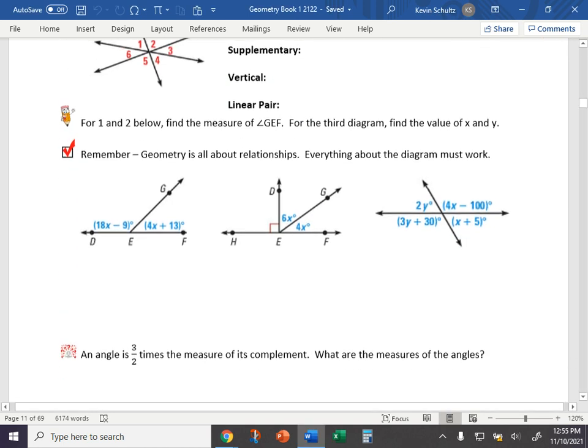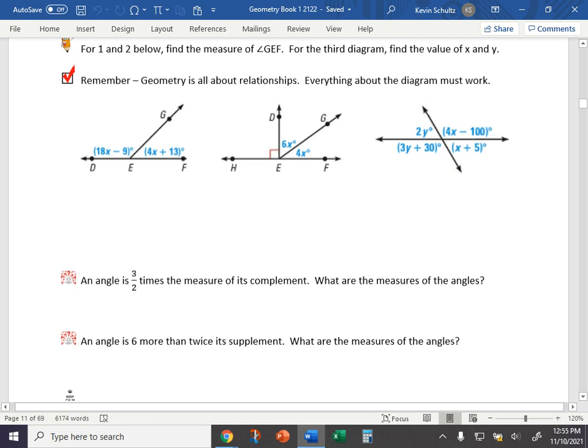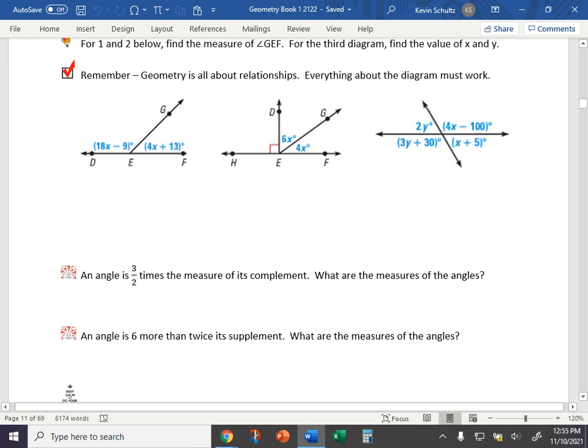Let's see what we can do with that here. It says for 1 and 2 below, find the measure of angle GEF. For the third diagram, find the value of X and Y. And remember, geometry is all about relationships. Everything about the diagram must work. This is very similar to CO6, only we're adding other vocabulary to it: complementary, supplementary, adjacent.